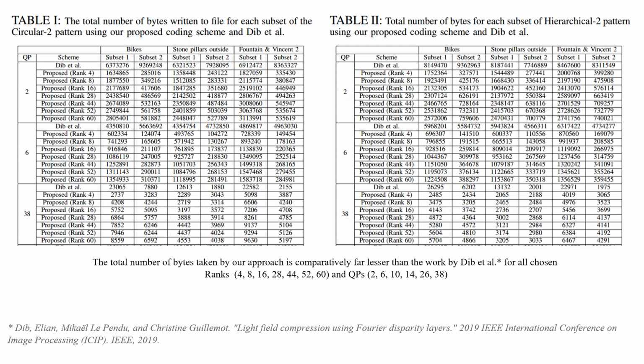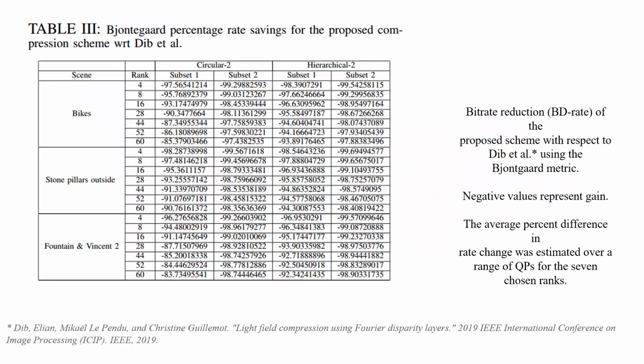These corresponding results are highlighted here in Table 1 for Circular 2 pattern and in Table 2 for the Hierarchical 2 pattern. Further, we use the Bjontegaard metric to analyze bitrate reduction of our scheme with respect to the scheme by Elin, Dib and team. The average percentage difference in rate change was estimated over a range of quantization parameters for the 7 chosen ranks. A comparison of the percentage of bitrate savings of our proposed coding scheme with respect to the anchor method for the 3 chosen light field datasets is shown here in Table 3.